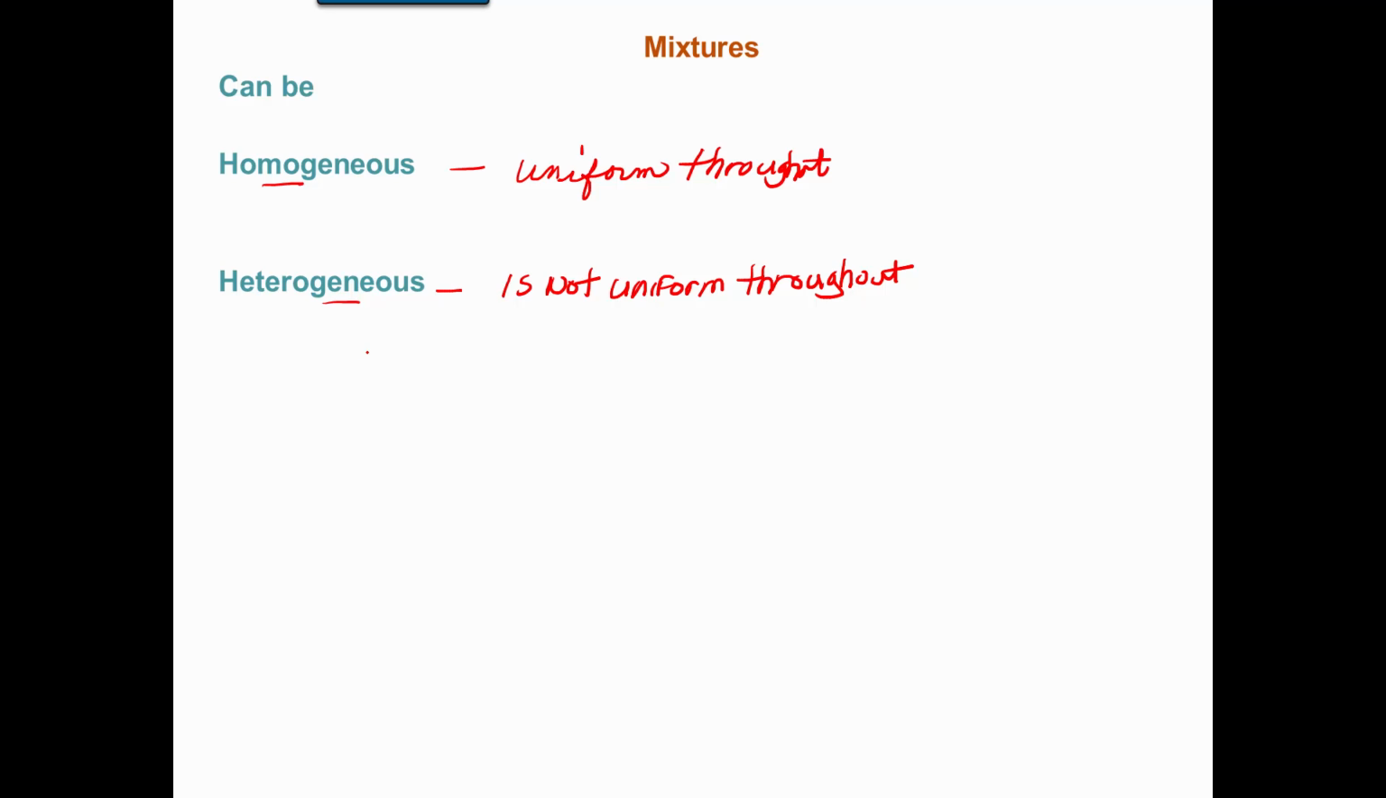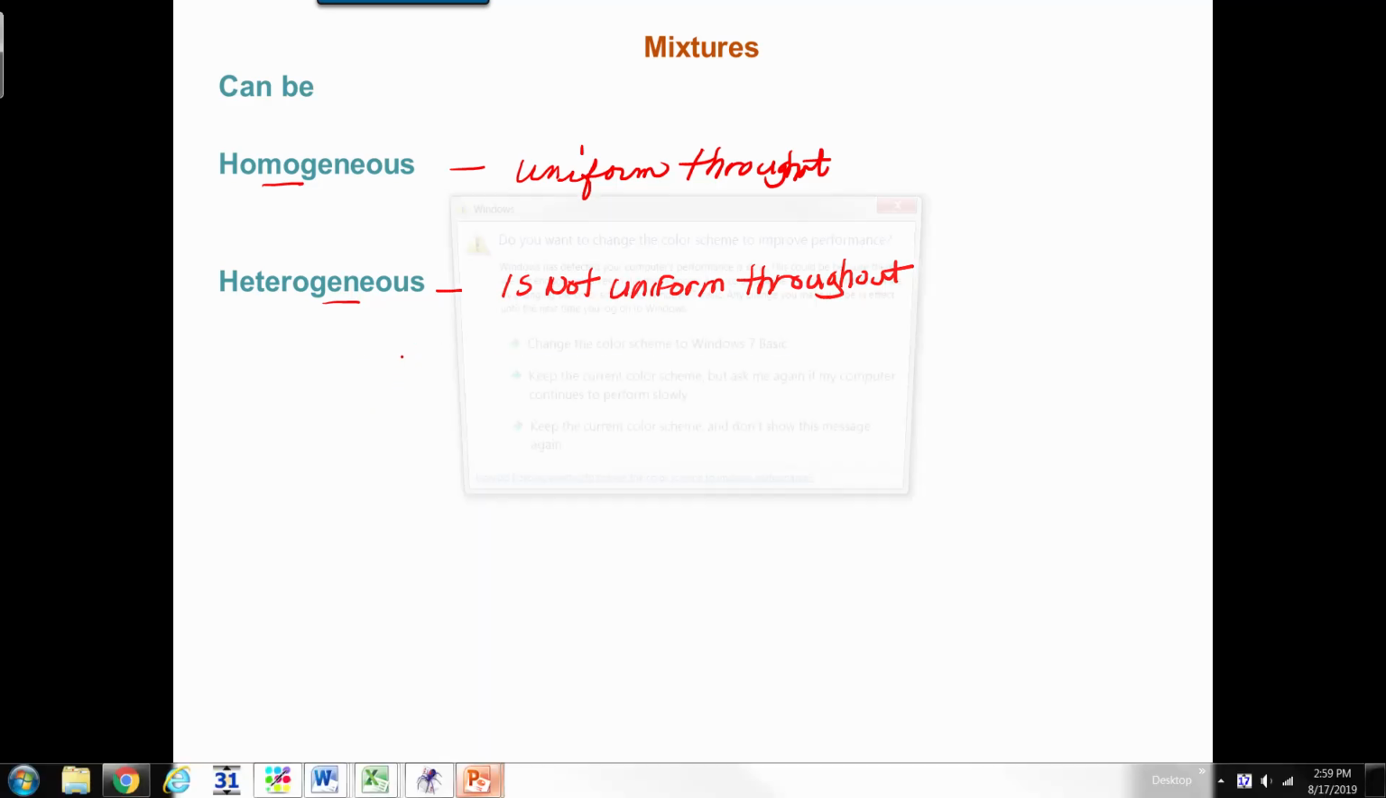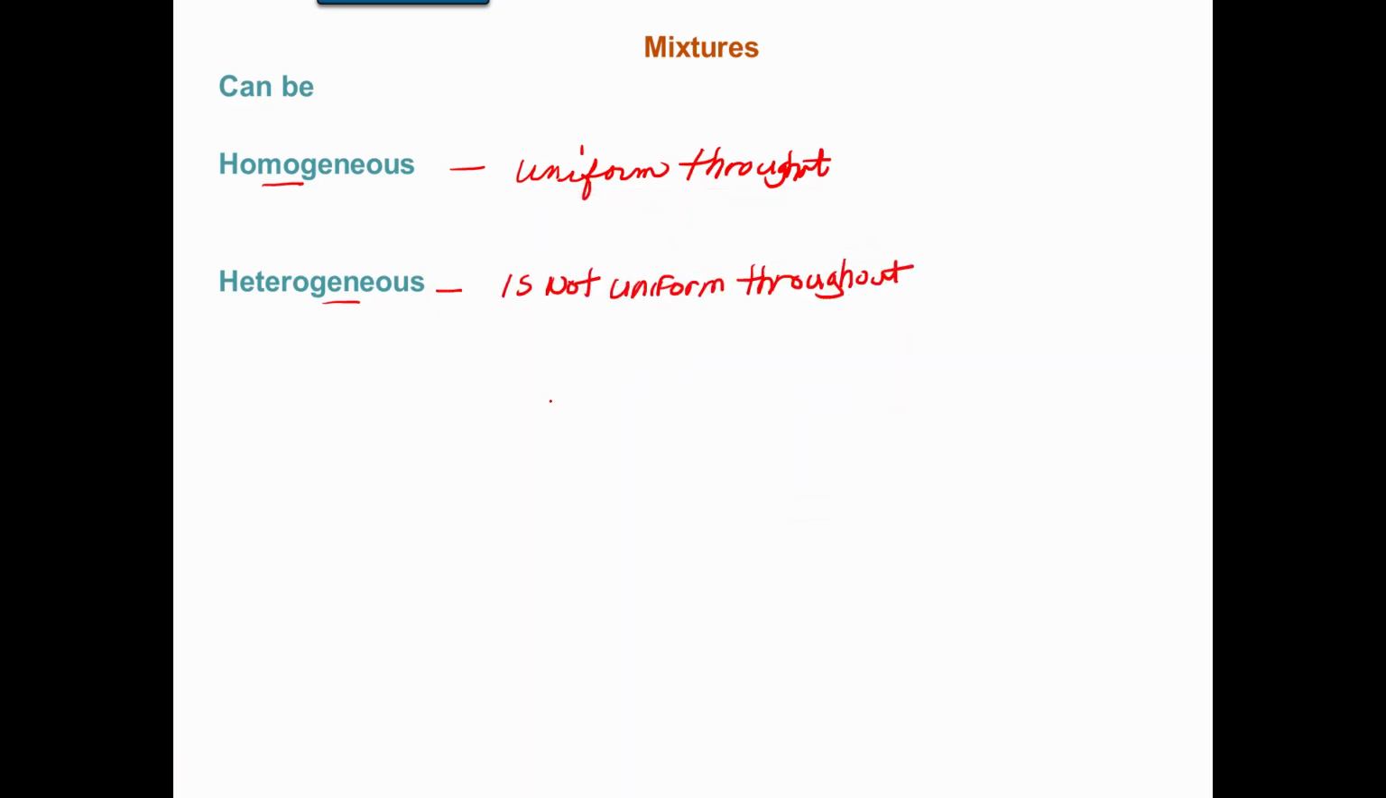As far as mixtures go, the components of a mixture can be separated. So components of a mixture can be separated by physical means.